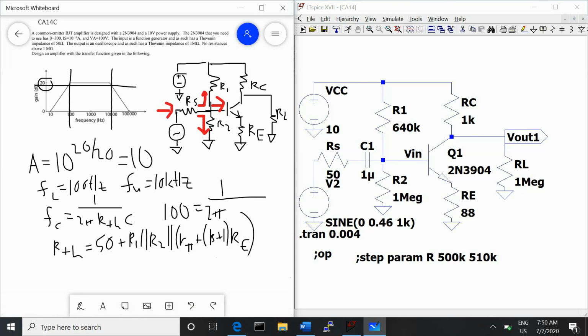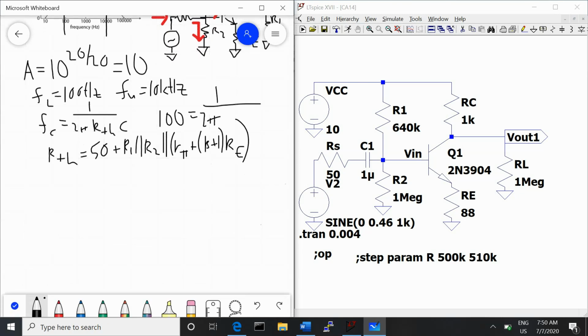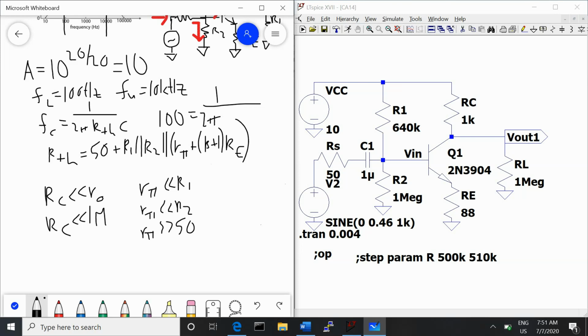Now, if we remember from part A, we had these conditions that we made. RC is much, much smaller than R naught. RC is much, much smaller than 1 meg. R pi is much, much smaller than R1. R pi is much, much smaller than R2. And R pi is much, much larger than 50.